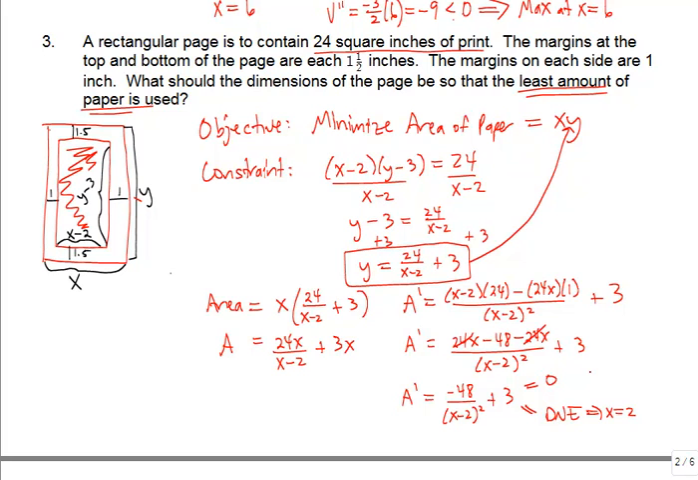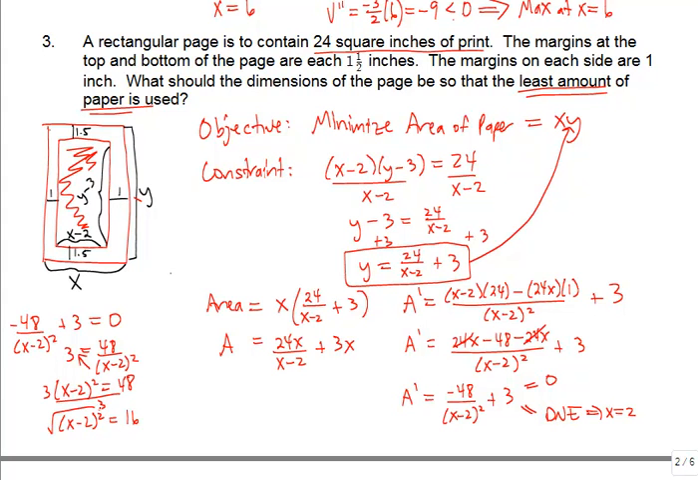And unfortunately, I'm running out of room over here, so let me see if I can squeeze it in over here. So I'm going to take my negative 48 over (x minus 2) squared plus 3 and set that to 0. So if I add this whole fraction over to the other side, it becomes positive. And then I'm just going to multiply both sides by that denominator. Basically, I'm just cross multiplying. So I get 3 times (x minus 2) squared equals 48. When I divide by 3, that gives me 16.